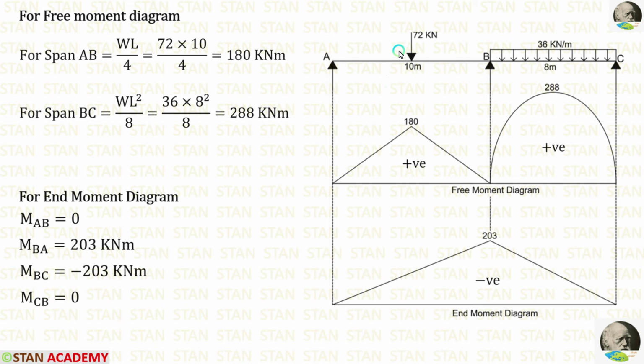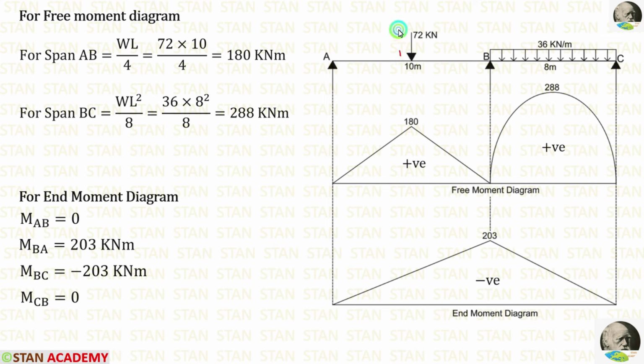In a simply supported beam, if the point load is acting on the center, the formula for maximum bending moment on the center is WL upon 4. Here W is 72, L is 10. We can apply in the formula, finally getting 180 kilonewton meter. In the simply supported beam, if the UDL is acting for the full span, the formula for bending moment is WL square upon 8. Here W is 36, L is 8. We can apply in the formula, finally getting 288 kilonewton meter.